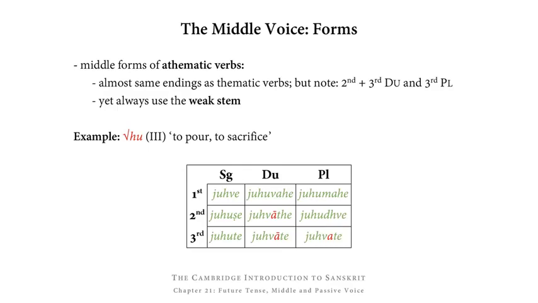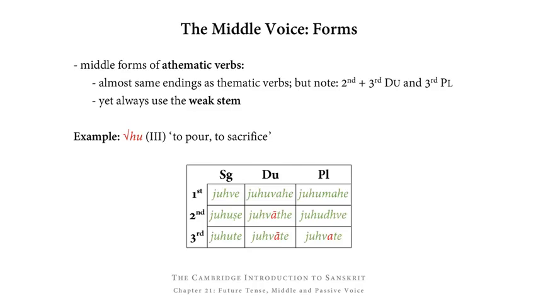In the active, we have the strong stem in the singular and the weak stem in the dual and plural. In the middle, it's the weak stem throughout the paradigm in singular, dual, and plural. As an example, let's look at hu, which is class 3, meaning to pour or to sacrifice.